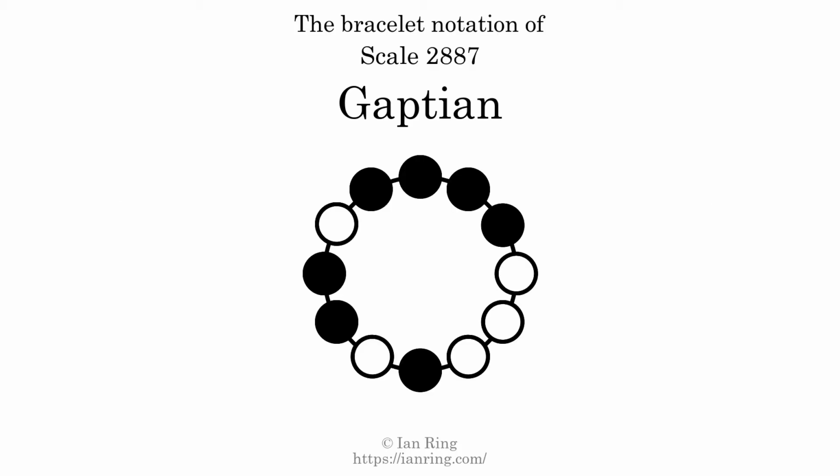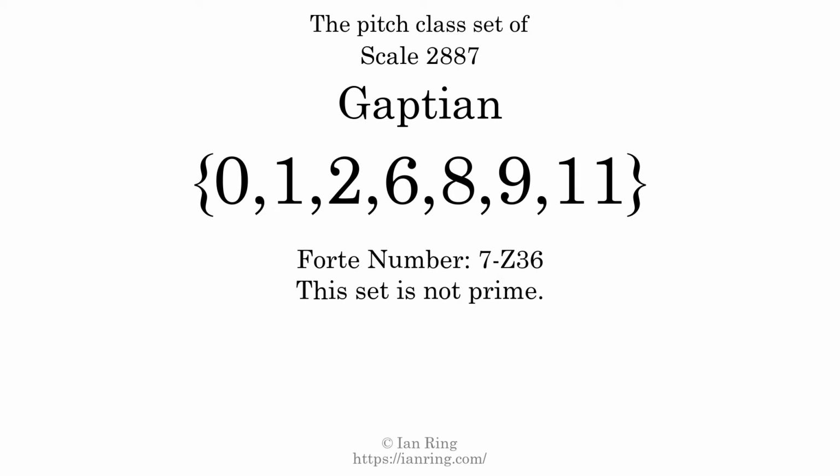This is a bracelet notation diagram of scale 2887. The shaded circles represent tones that appear in the scale, and they are read clockwise, starting at the top. The pitch class set for this scale is 0, 1, 2, 6, 8, 9, 11. The Forte class is 7Z36. This set is not prime.